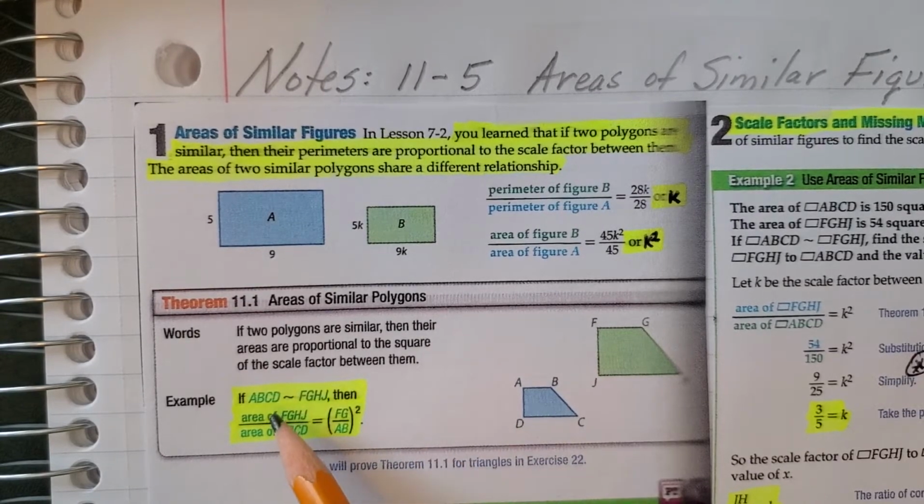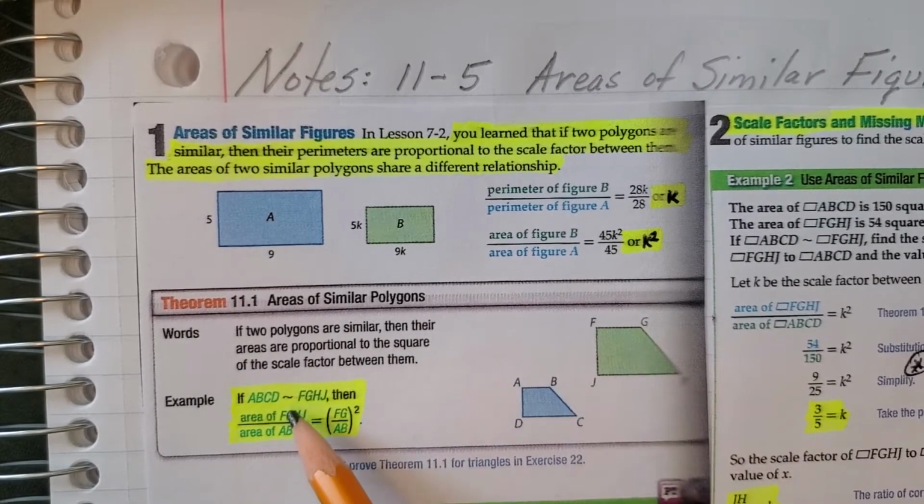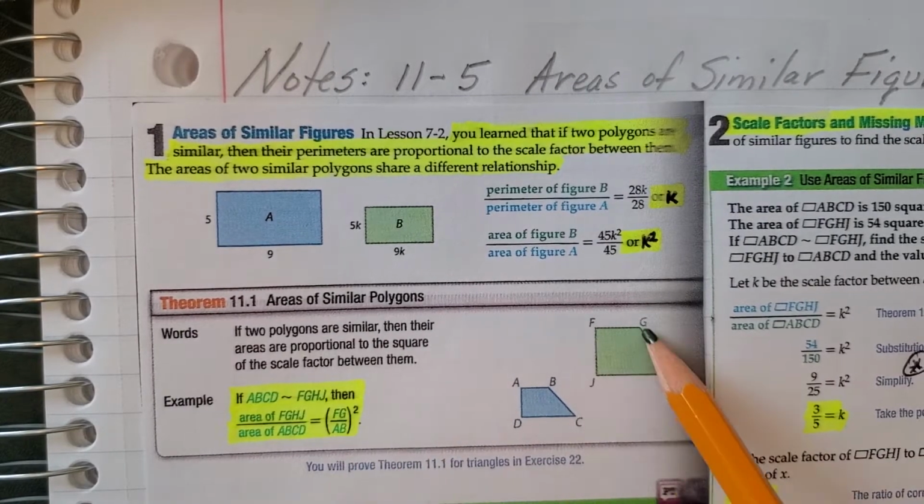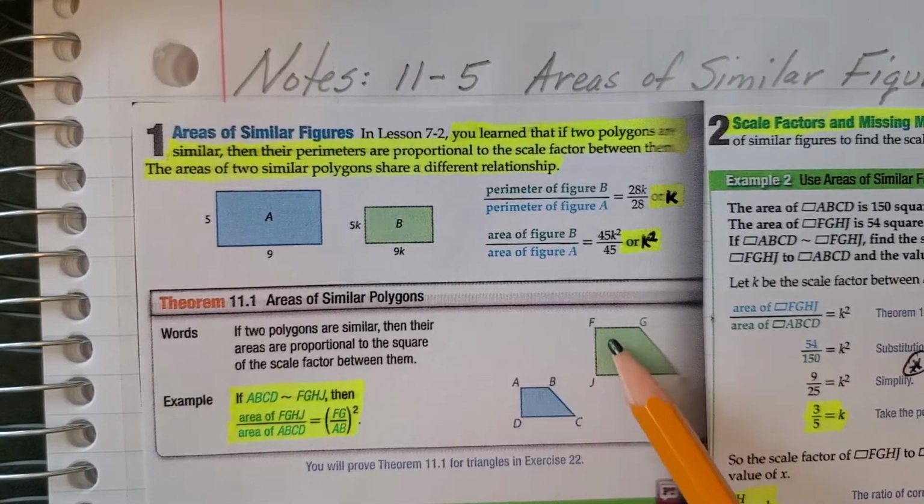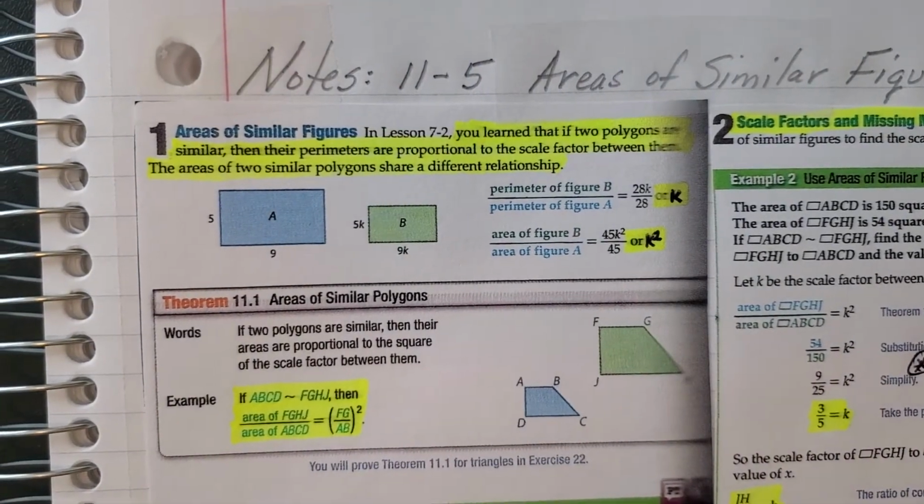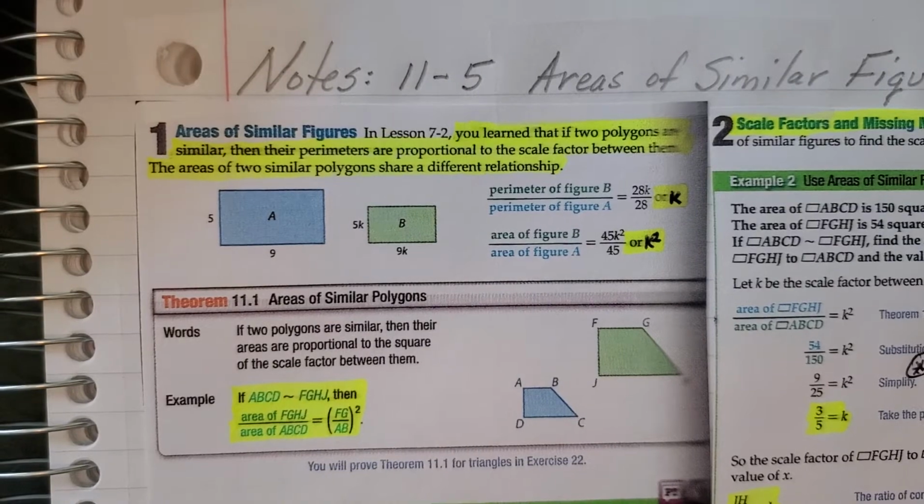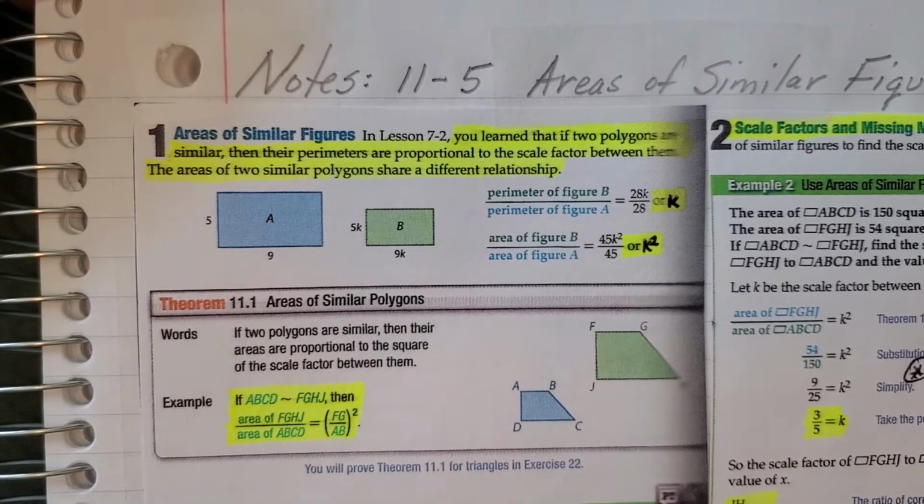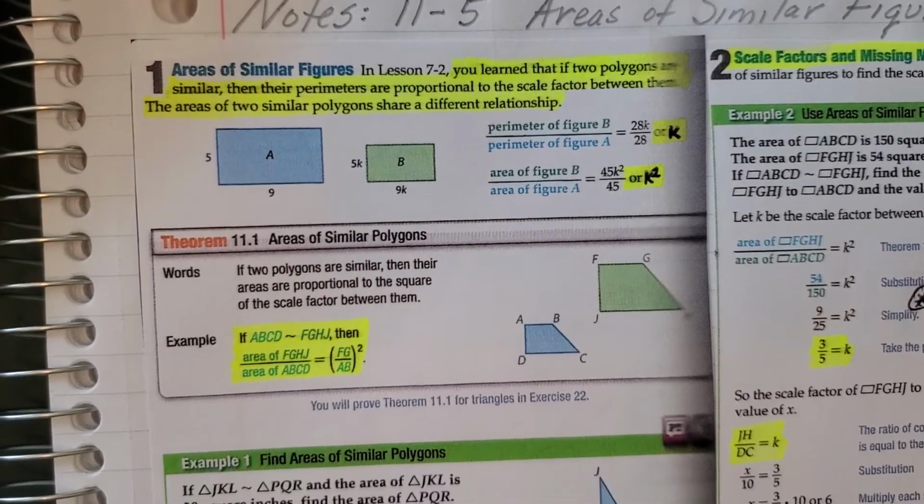So if we have these two similar figures, the areas of each of the figures are in proportion. In other words, FG, this length, over AB, this length, the two proportional sides, we just take them and square them to get that similar identity. So example 1.